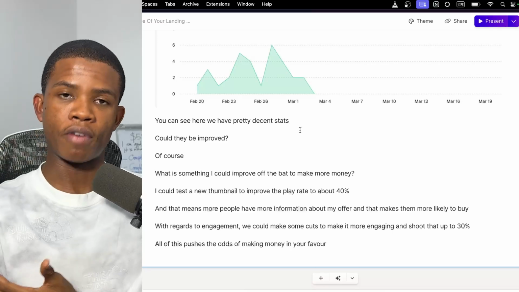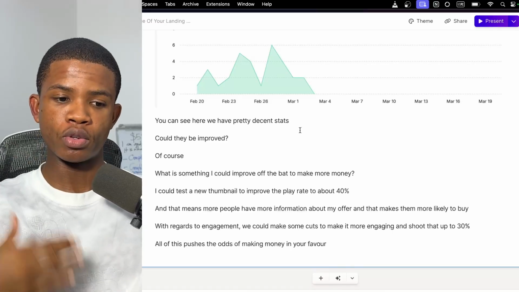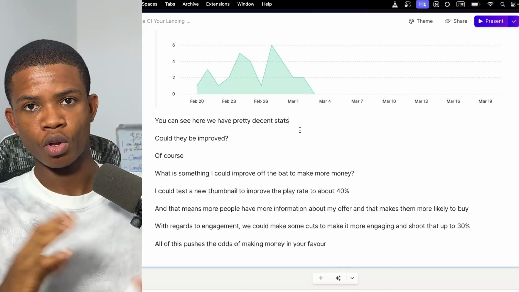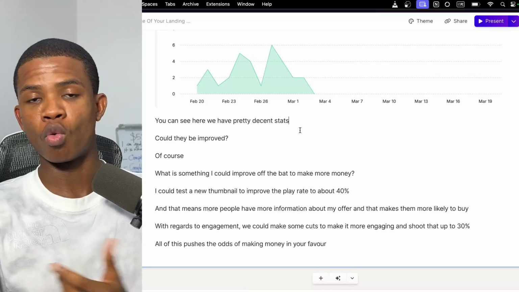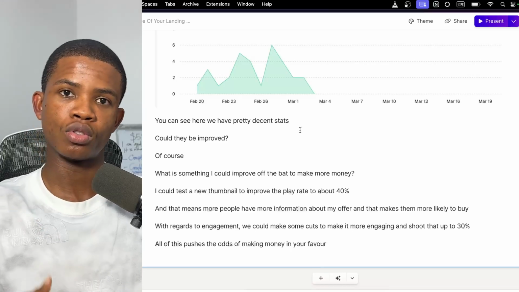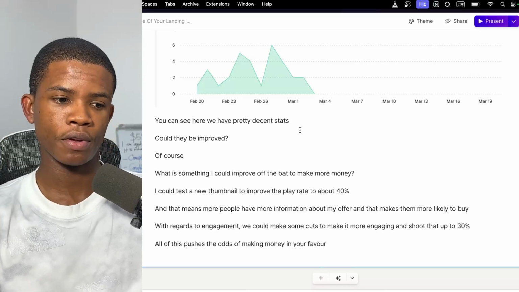What's going to be the side effect of making this change, right? It means that more people are going to have more information about my offer, and that's going to make them more likely to buy, because simply more people are aware of what your offer is, they know what your pricing is. They have all sorts of information about your offer that's going to make them want to buy your offer.